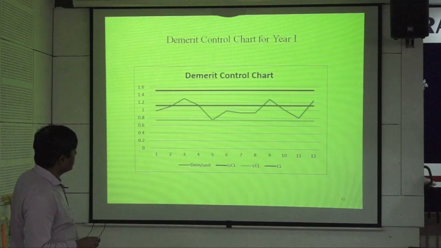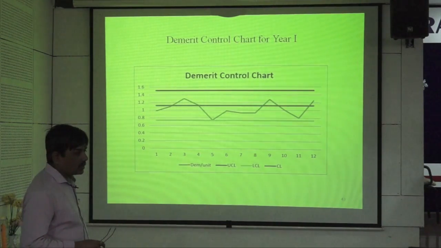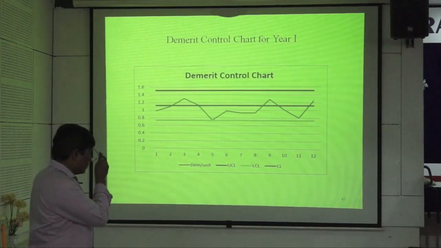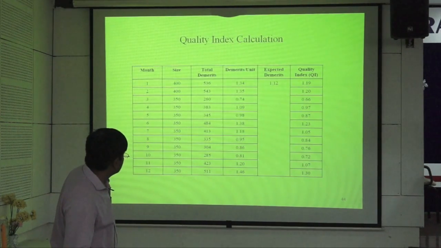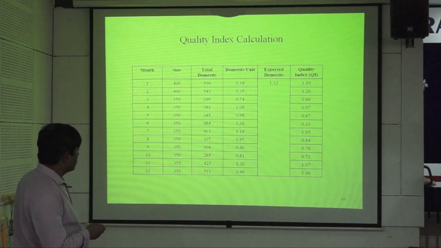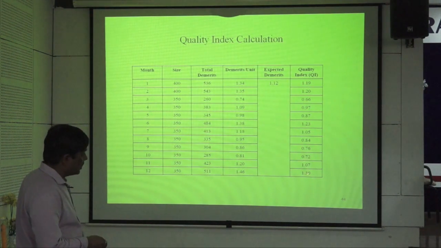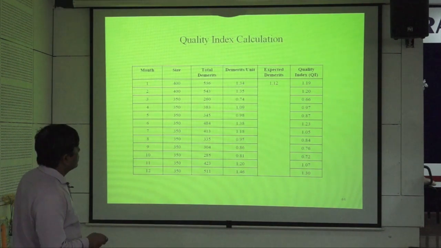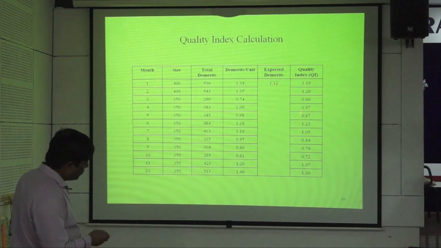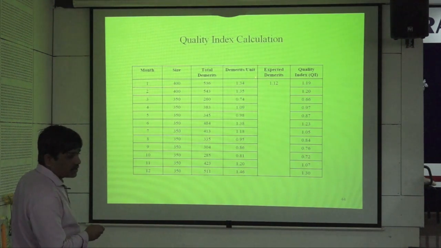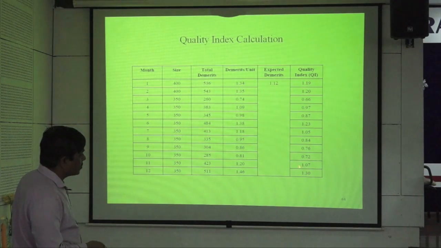After looking at this chart, we came to know that the quality is changing drastically. Then we calculated the quality index for all the 12 months. We wanted to know the measure of performance, and this quality index is our measure of performance of the casting. This index is calculated on the basis of the demerits observed divided by the expected demerits.